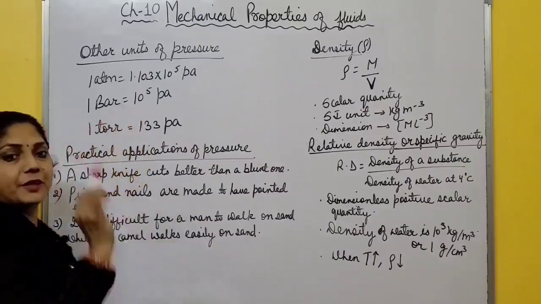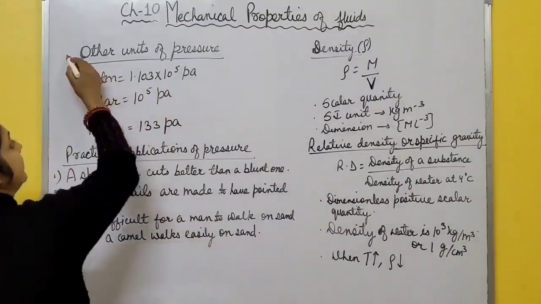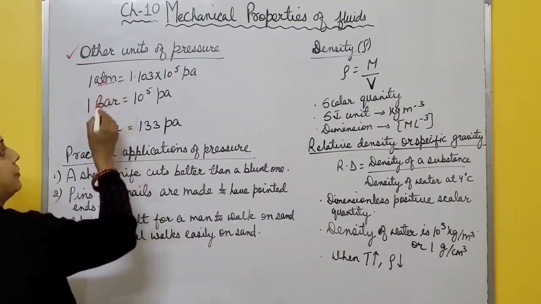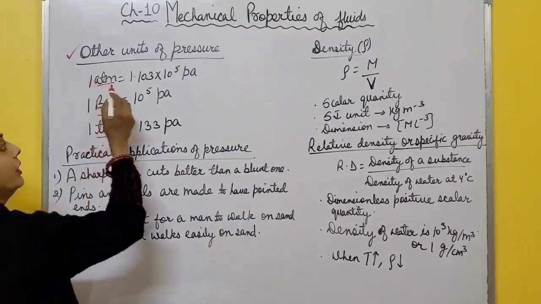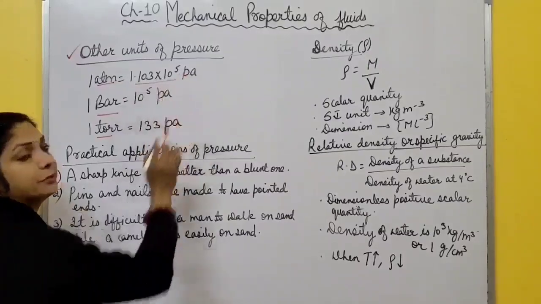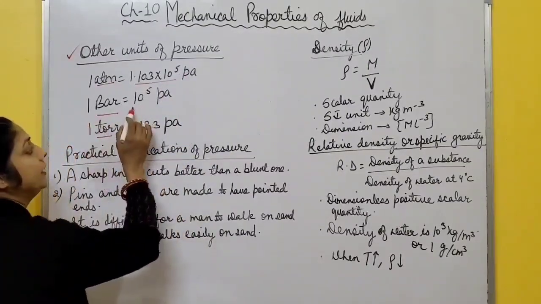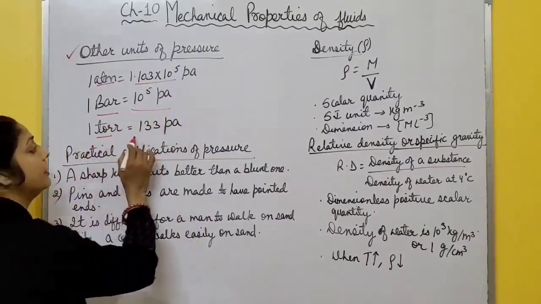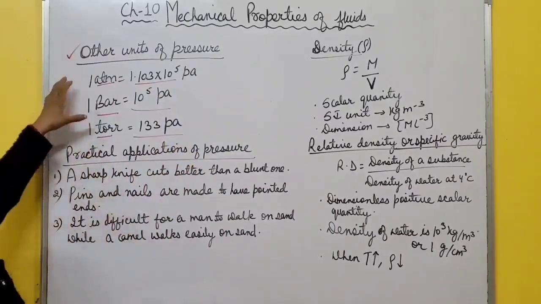Now the SI unit of pressure is Pascal, and there are some other units of pressure like atmosphere, bar and torr. In 1 atmosphere, how many Pascal? 1.013 × 10^5 Pascal. In 1 bar, 10^5 Pascal. In 1 torr, 133 Pascal. You must remember this conversion, right?